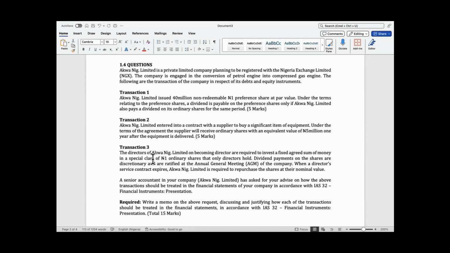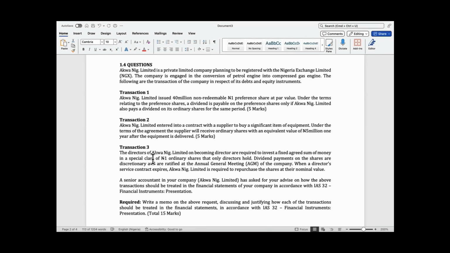Under the terms relating to the preference shares, the dividend is payable on the preference shares only if Aqua Nigeria Limited also pays a dividend on its ordinary shares for the same period. Transaction 2. Aqua Nigeria Limited entered into a contract with a supplier to buy a significant item of equipment. Under the terms of the agreement, the supplier will receive ordinary shares with an equivalent value of 5 billion naira 1 year after the equipment is delivered.